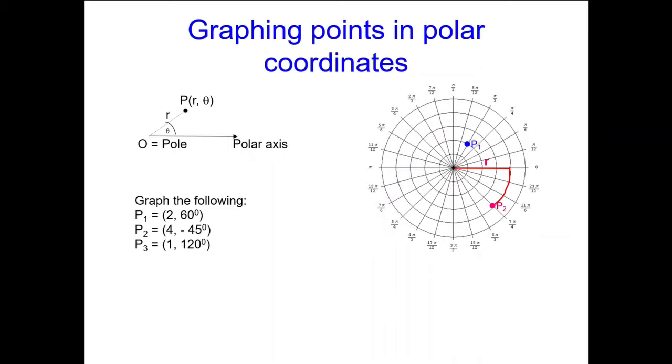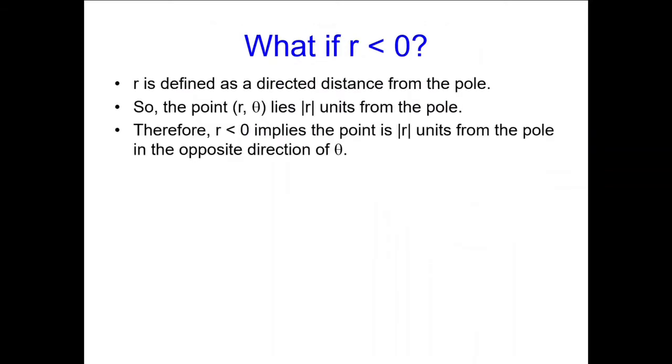Okay, we could do (1, 120 degrees), so I'll go 1, and then I go around to 120, which is also 2 pi thirds, and I plot my point. So this is just plotting points. Now we can also, of course, do these in radians, and the grid I've got there is marked in radians. Now what happens if our r is negative?